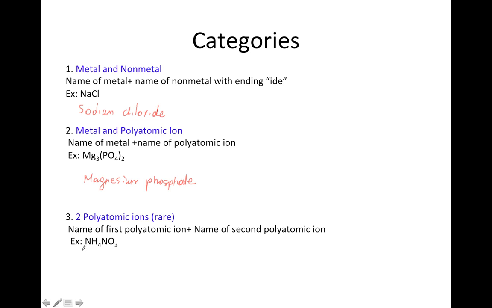Now, how do we name two polyatomic ions? It's even easier. We just name the first polyatomic ion and then we name the second polyatomic ion, and that's it. NH4 is ammonium, so we write ammonium. NO3 is nitrate, so we write nitrate. And we get ammonium nitrate. Very easy. Notice that if our name ends in "ate" or "ite", then we have a polyatomic ion. Most of the time when our name ends in "ide", I-D-E, we have a nonmetal.